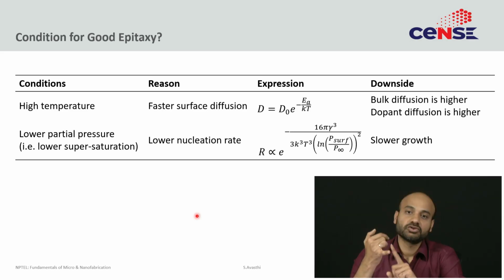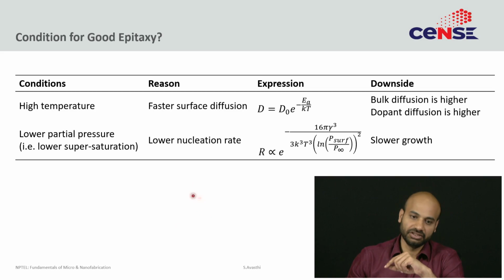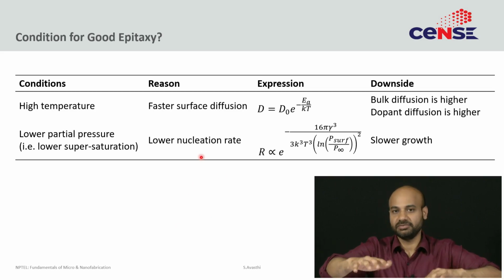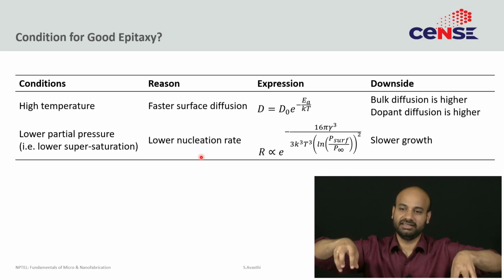or have lower supersaturation, which for CVD basically means lower partial pressure, right, and lower partial pressure for the same reason that no nucleation rate. So, your nuclei are very very sparse, and because they are very sparse, they have a lot of time to reorganize themselves as the material comes in and grow.